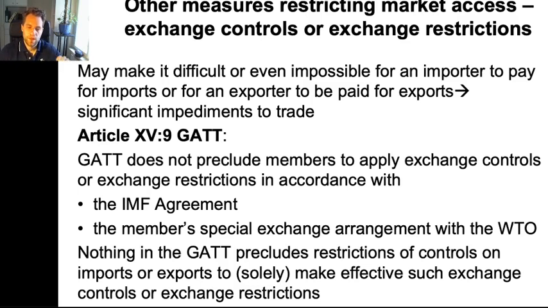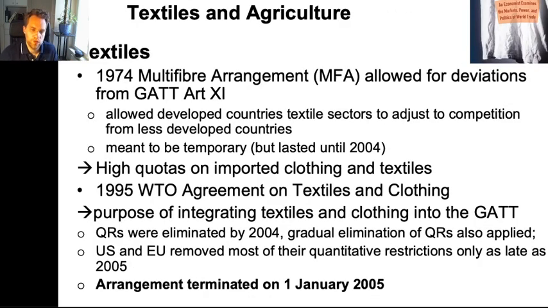because there are rules in place, i.e. the IMF agreement that also, by virtue of GATT Article 15, paragraph 9, has a special connection to the WTO, and also there is a special exchange arrangement between WTO members and the WTO. These rules are respected. You can apply controls or exchange restrictions, but not deviate from that, because that would be a violation of WTO law.